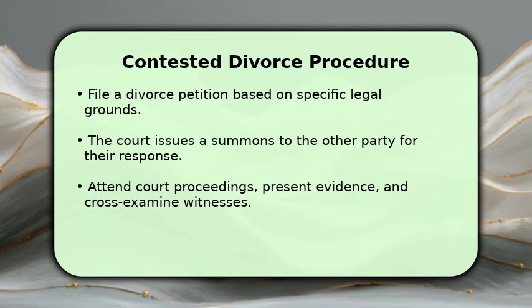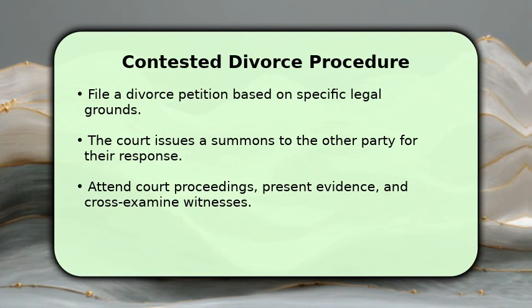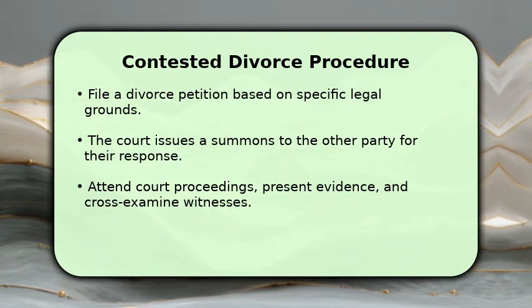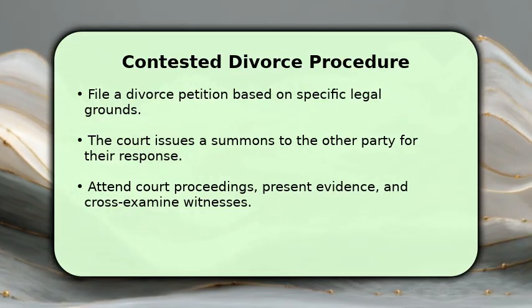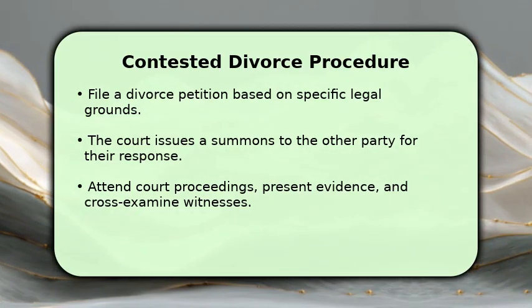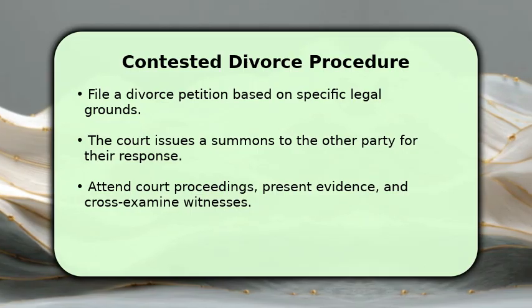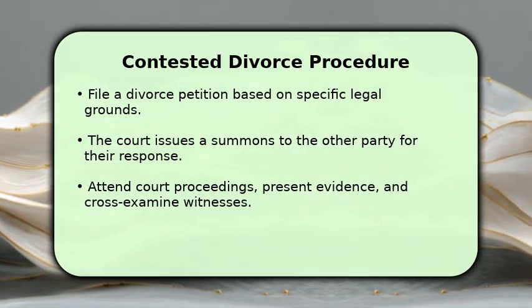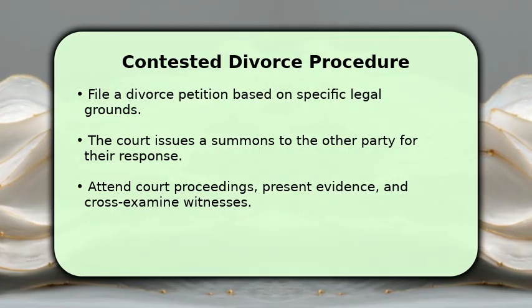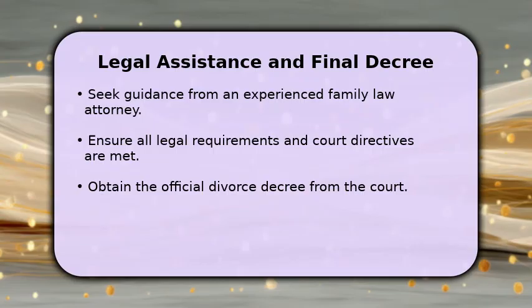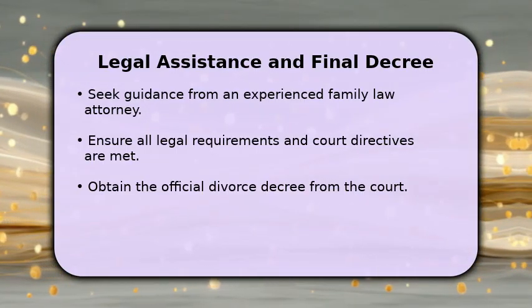If a mutual agreement is not possible, you will pursue a contested divorce. This process begins by filing a petition outlining specific legal grounds, such as cruelty, desertion, or adultery. The court will then issue a summons to the other party, who must file a written statement in response. Subsequently, both sides will present evidence, examine witnesses, and engage in cross-examination during court hearings, which can be a lengthy process. Throughout the divorce process, whether mutual or contested, engaging a qualified family law attorney is highly recommended.